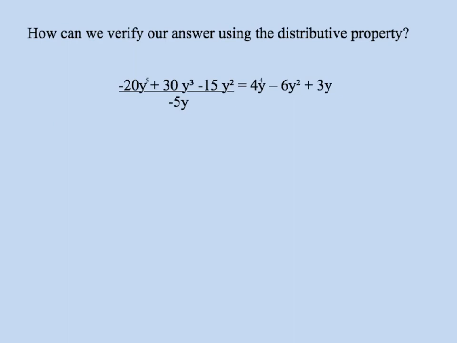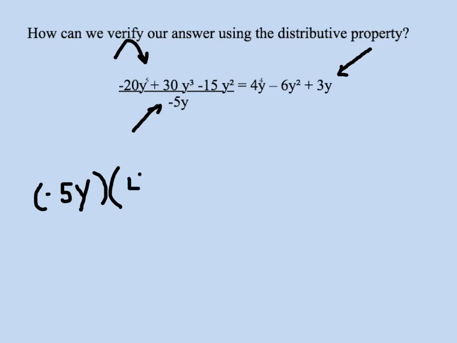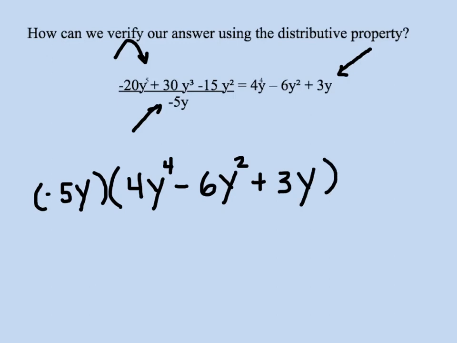And if we want to verify our answer, so if we want to check our answer to this example, we can multiply our quotient by the divisor, and we'll hopefully get our dividend. So let's take a look. Negative 5y multiplied by 4y to the 4 subtract 6y squared plus 3y. Using the distributive property, each of the terms in our polynomial must be multiplied by that monomial.